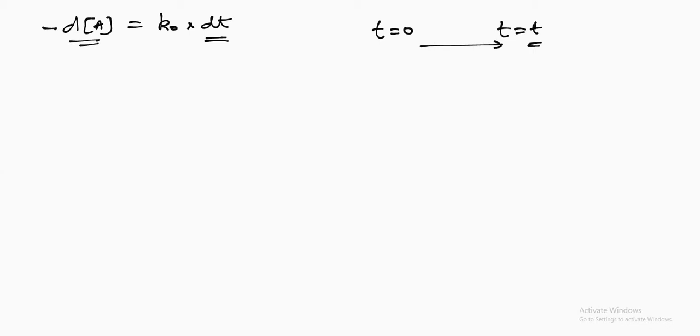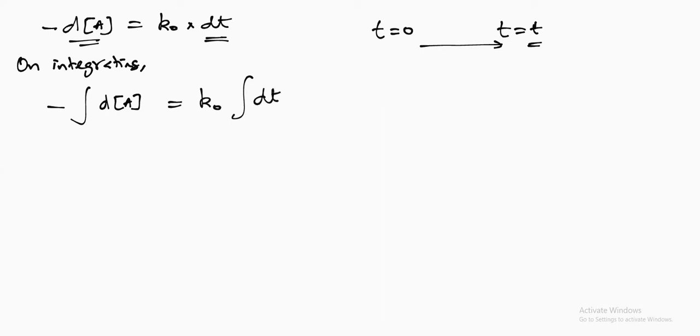Therefore you need to integrate this expression to find the total change. So I'm going to integrate this equation. On integrating, what will we get? I'll keep the minus sign out. Integral of the change in concentration of the reactant dA equal to, I'll keep this constant out, K naught is constant, then integration dt. What's the limit? We start the reaction at time 0, and we are finding the change up to time t. So the time interval is 0 to t.